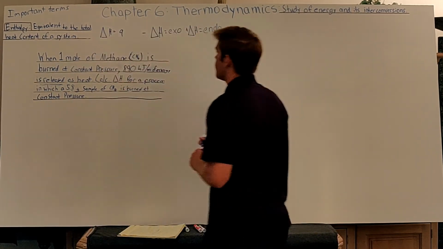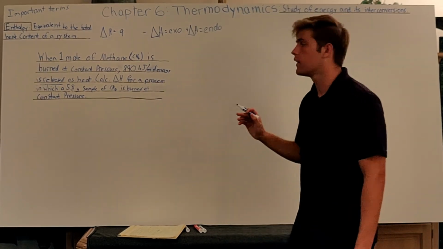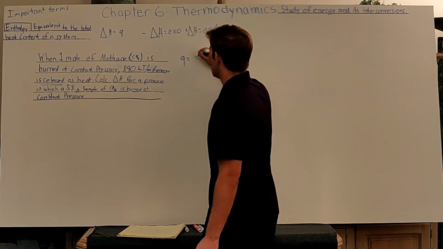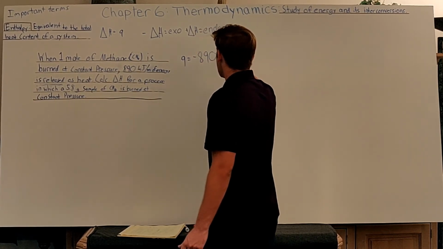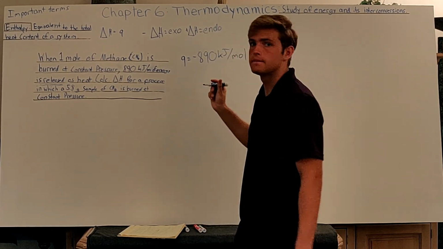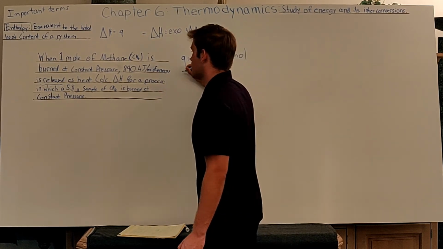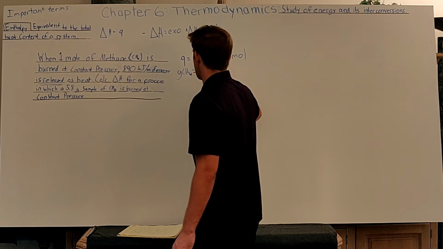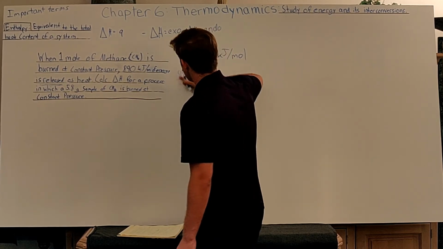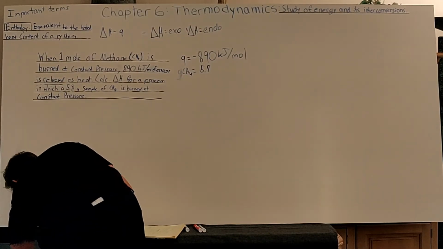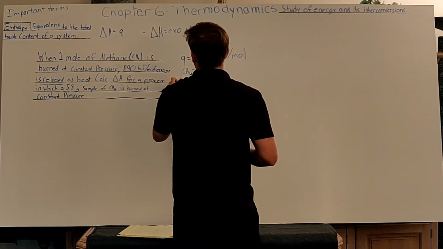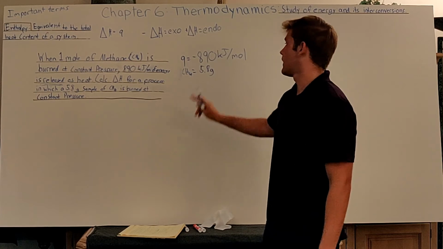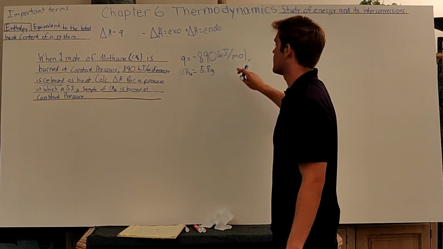All right, so the first thing we always have to do, and it's very helpful for many of these problems, is write what you know, what you're given. So our Q, or change of H, is negative 890 kilojoules per mole. We're given as well that the grams of CH4 are equal to 5.8. CH4 is equal to 5.8 grams. So that's your mass, and you're given your energy for the problem.